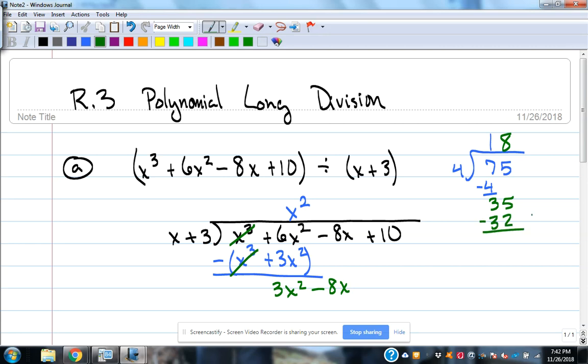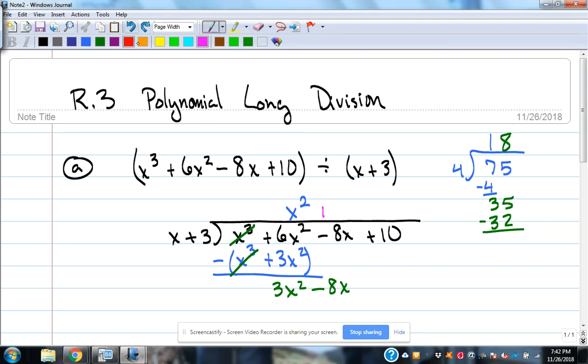Same thing's going to happen here. I'm going to look at the front again. What times x will give me 3x squared? I need a 3 and an x. So I'm going to put a 3x up here. This is a positive 3x, because this is positive 3x squared. I need a plus 3x up here.